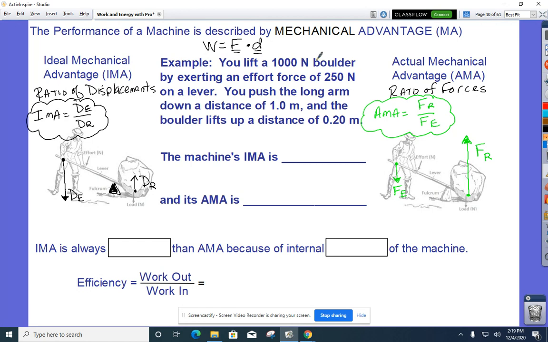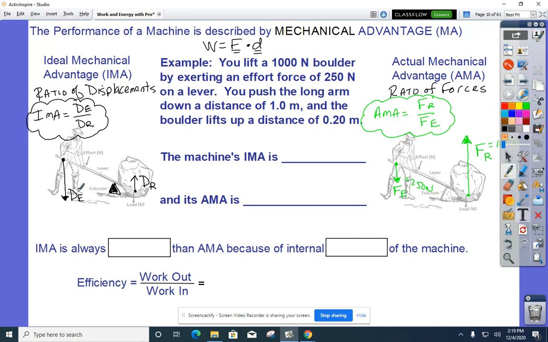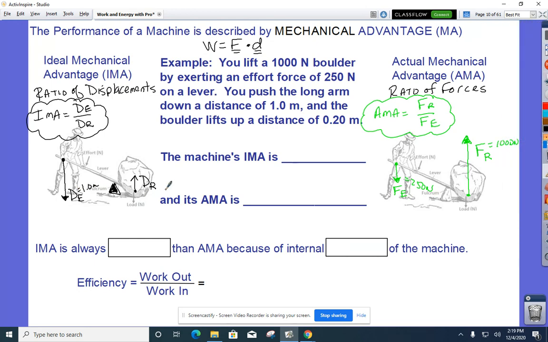You lift a 1,000 Newton boulder by exerting a force of 250 newtons on the lever. Okay, so this would be 250 newtons over here, and you are lifting a 1,000 newton boulder. The long arm is pushed down a distance of 1 meter, and the boulder lifts up 0.2 meters. So if I want to determine the IMA, again, the IMA is a ratio of effort to resistance distance, and what I get there is 1 meter divided by 0.2 meters, and that's 5.